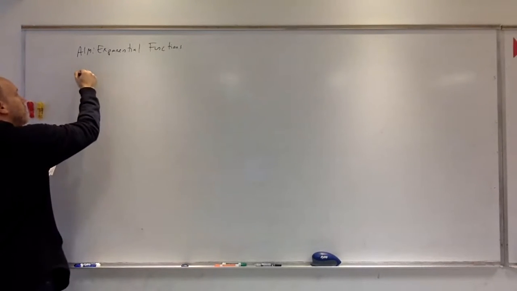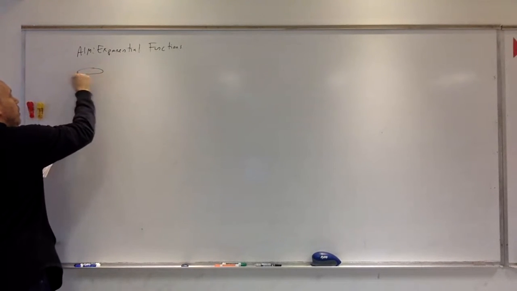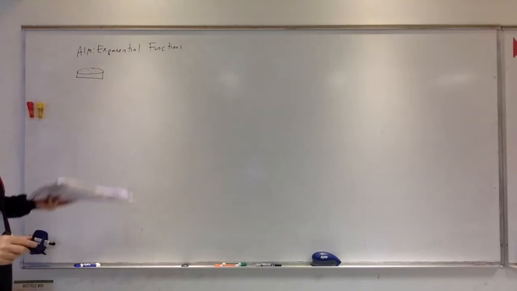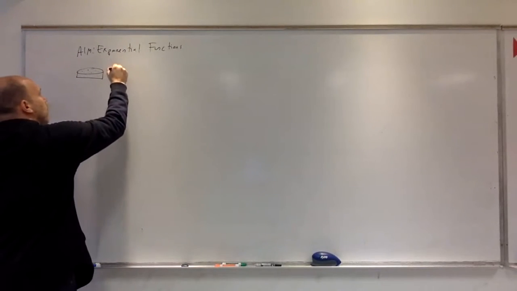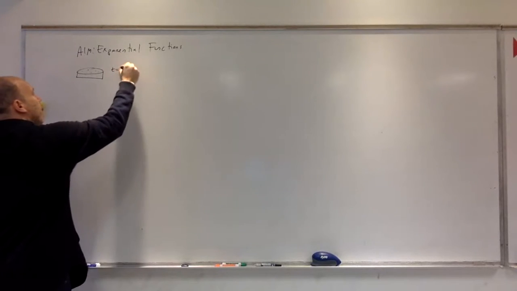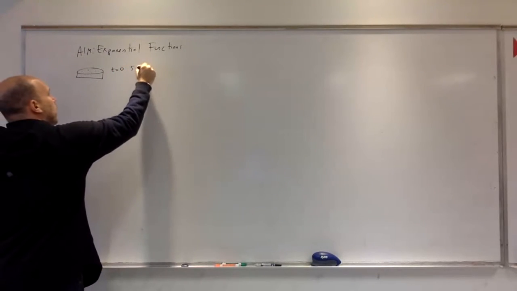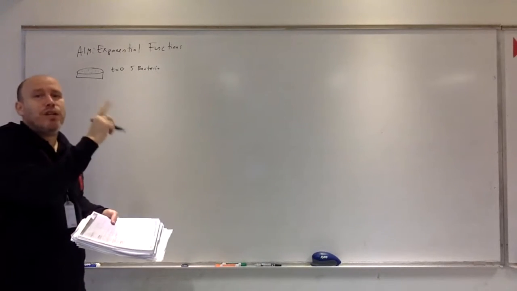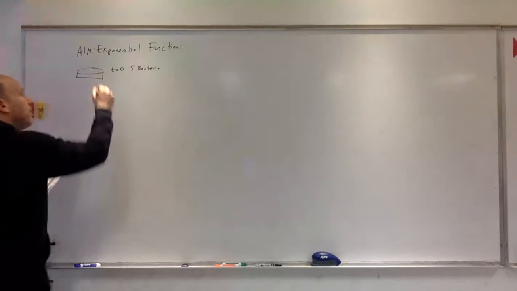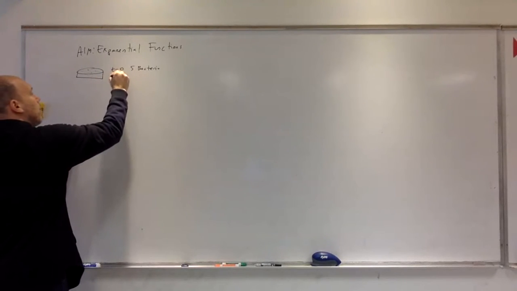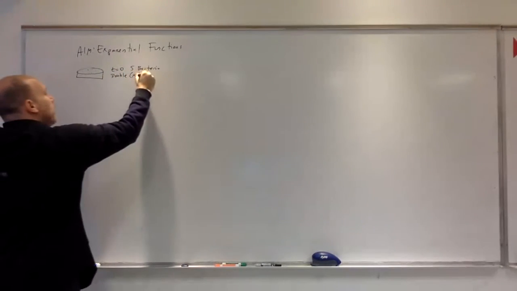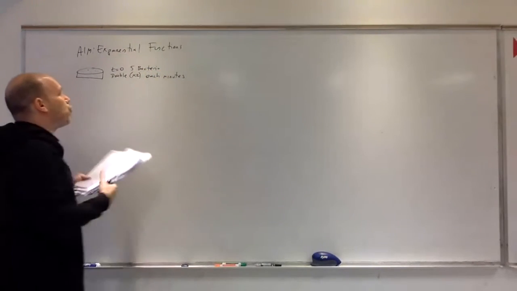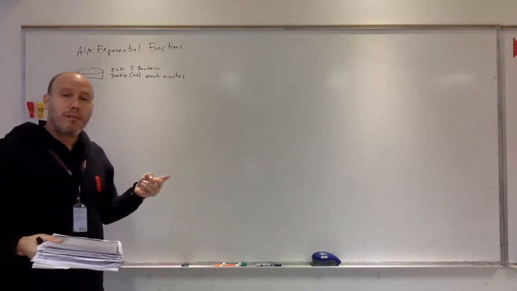I want you to imagine that you have a Petri dish with 5 bacteria in it. There's 5 bacteria. So at time 0, there are 5 bacteria. And what we're going to say is that these bacteria double every minute. They double, times 2 each minute. So that's the rate. So it's a rate, right?